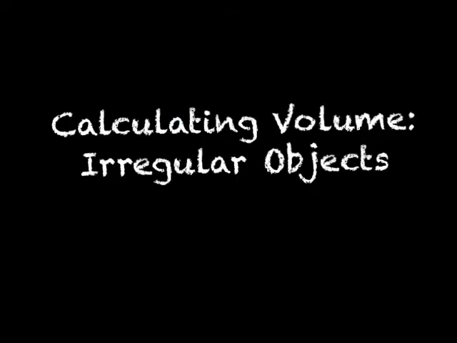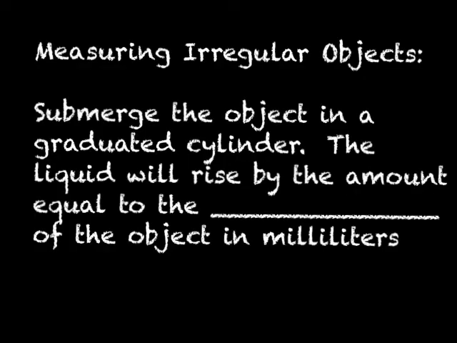Now this was the one thing that we had a hard time remembering from way back when in 6th grade: how to calculate the volume of irregular objects. So you have to measure the irregular objects in a different way. You submerge the object in a graduated cylinder. That liquid will rise by the amount equal to the volume of the object in milliliters.